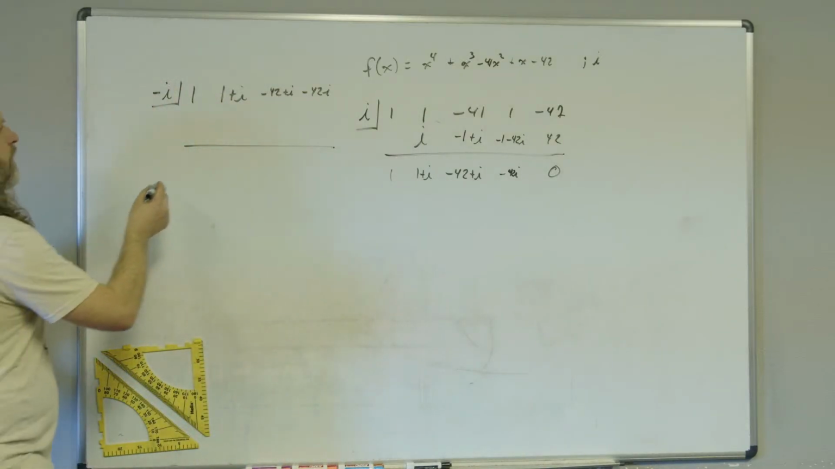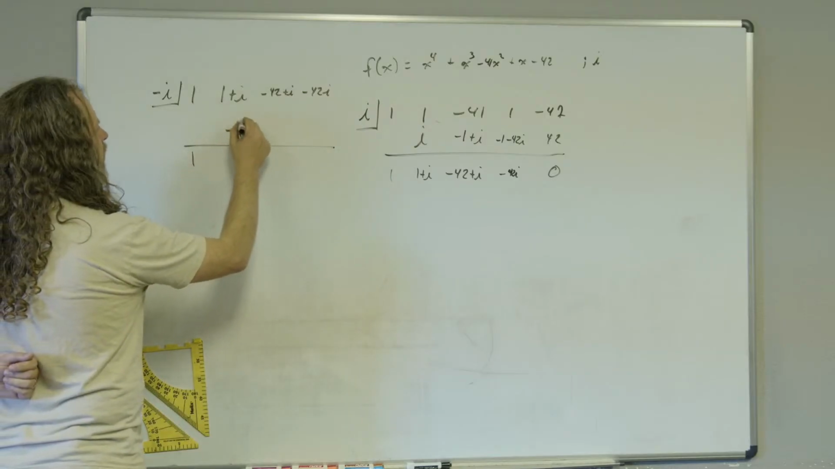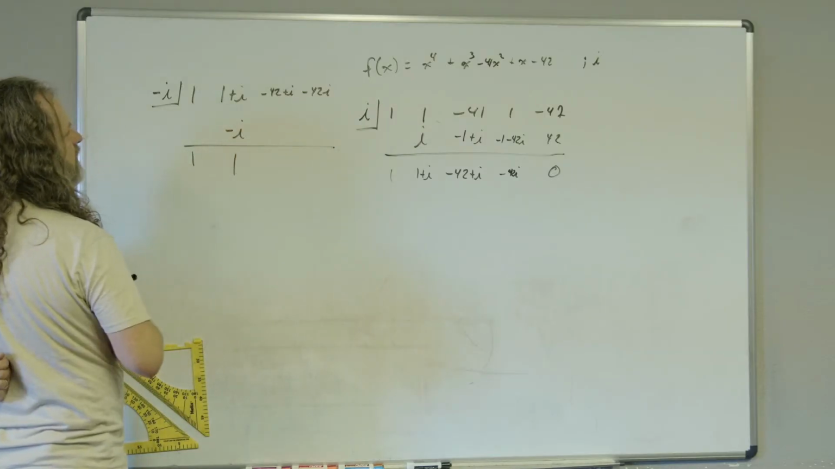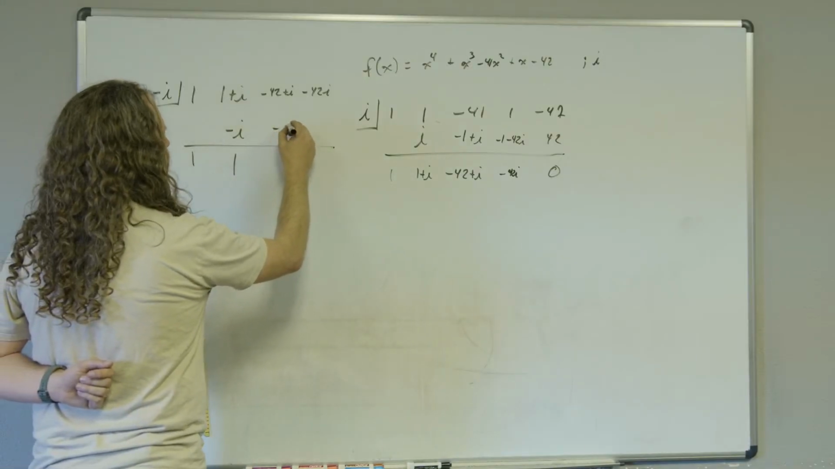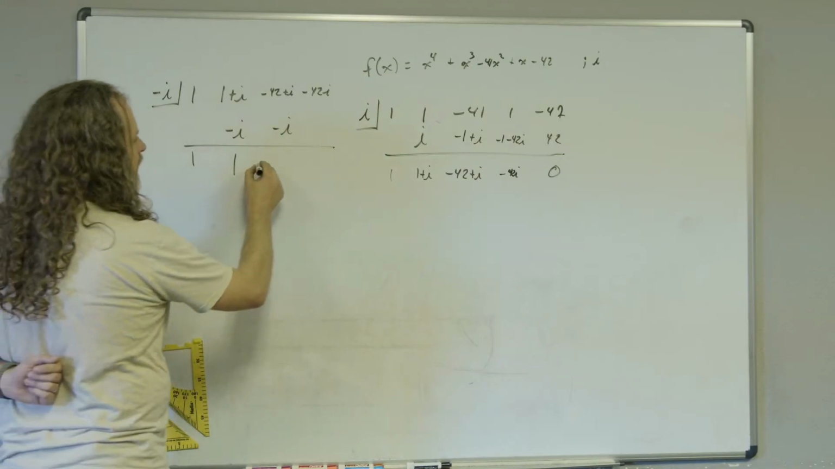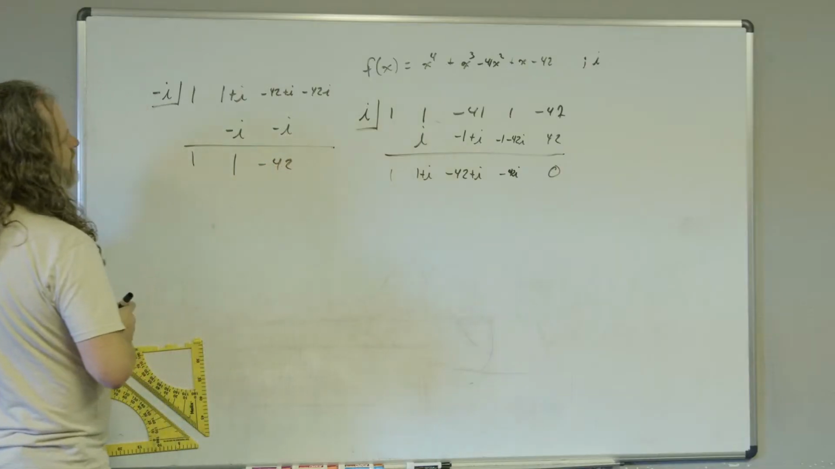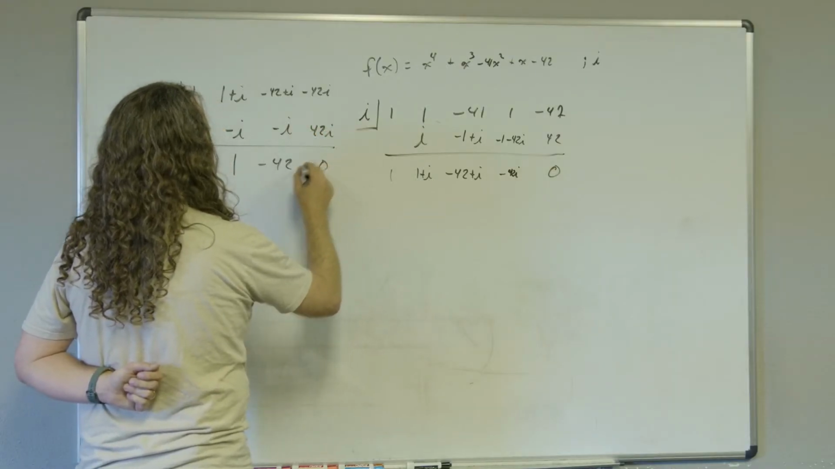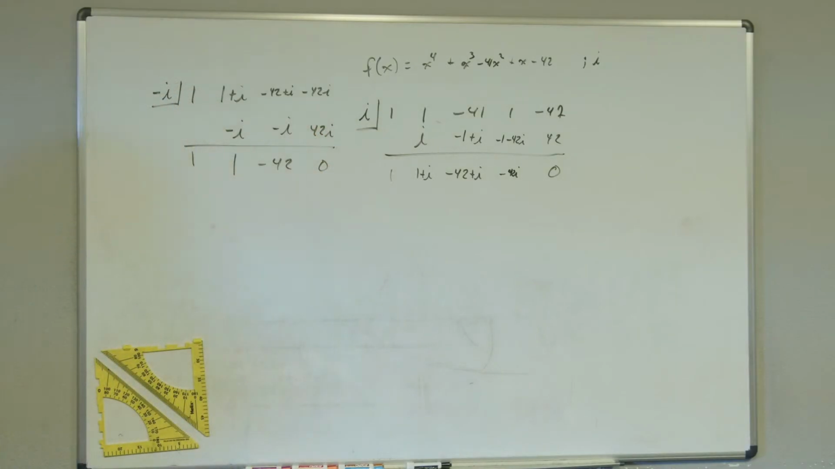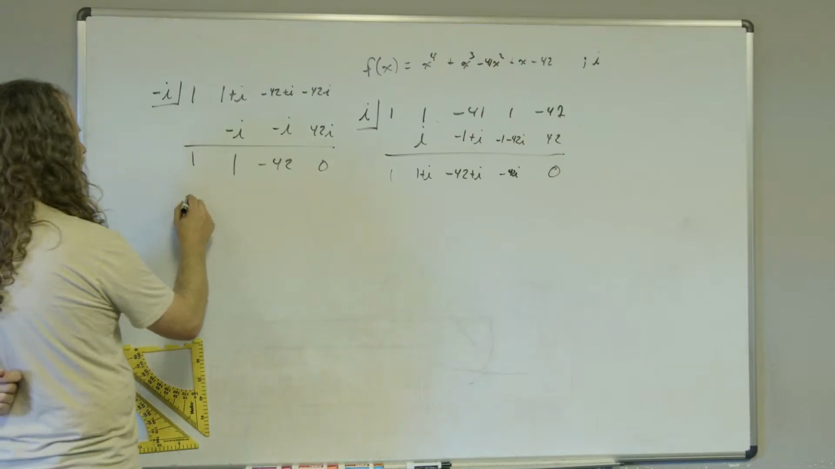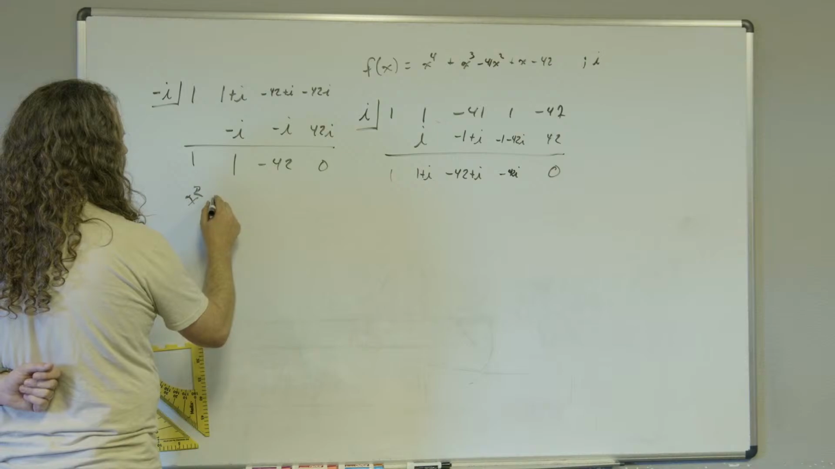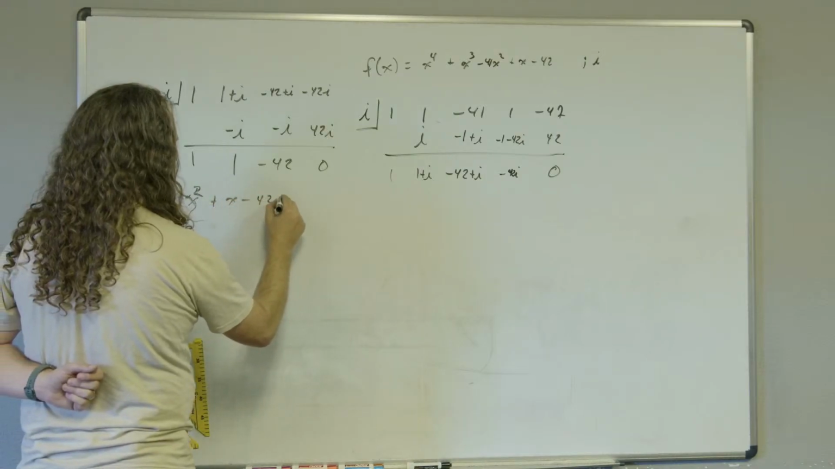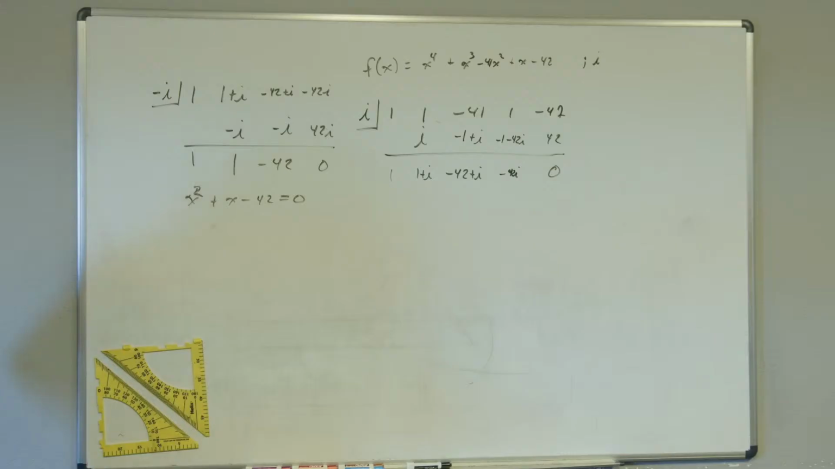Bring down 1. We've got negative i. 1. And then we've got 1 times negative i, negative i. Negative 42. Surprise, surprise. And then positive 42i, which is 0. Oh, see, that was so much easier. So now we've got x squared plus x minus 42 equals 0, right? Okie doke. Now what? Now it's back to factor it. Correct. Factor it if you're lucky.